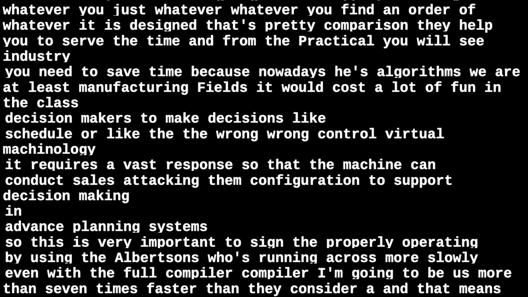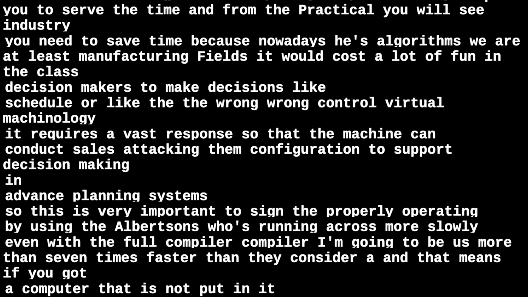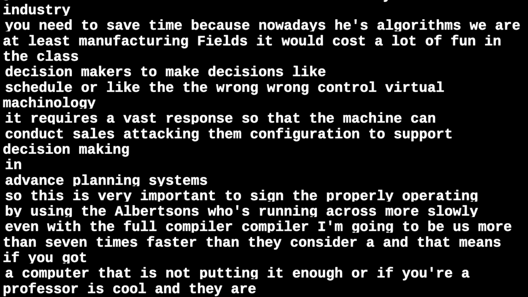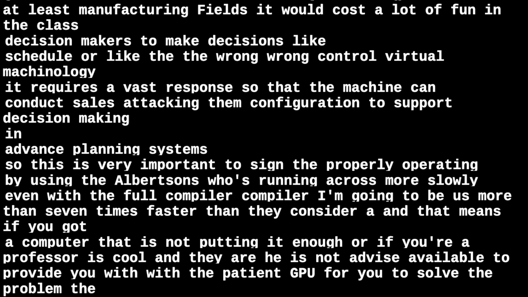That means if you have a computer that is not good enough, or if your professor is poor and not able to provide you with an efficient GPU to solve the problem, the most important thing is that you design a good algorithm to help you finish your thesis. That is very important because our resources may not always be enough. Even though NVIDIA is designing good GPUs, if you are not wealthy enough to buy them, what are you going to do?